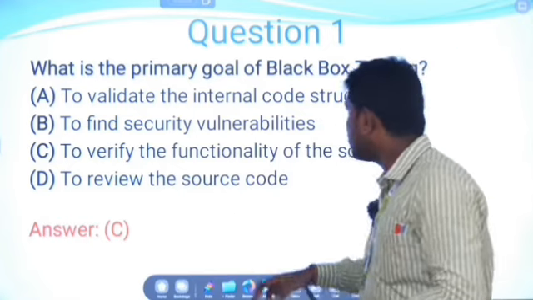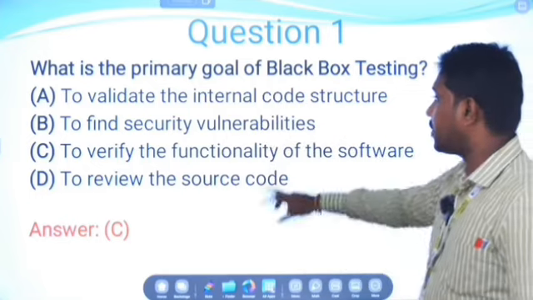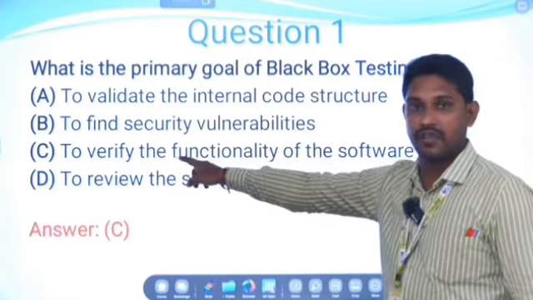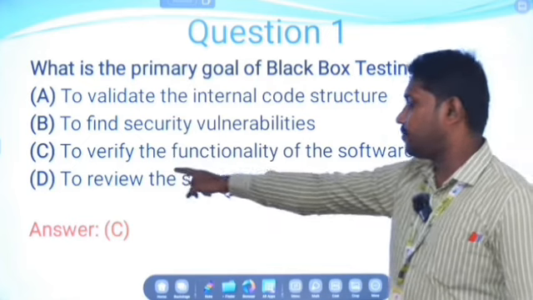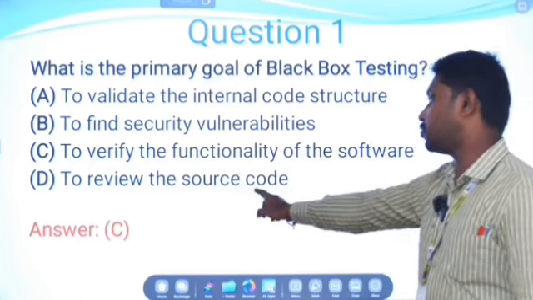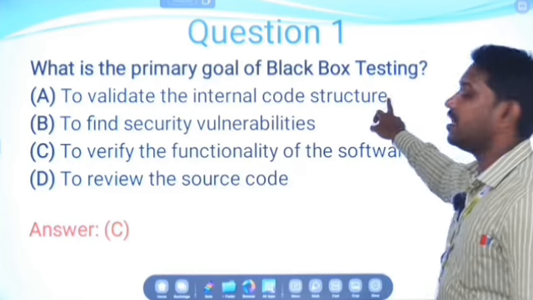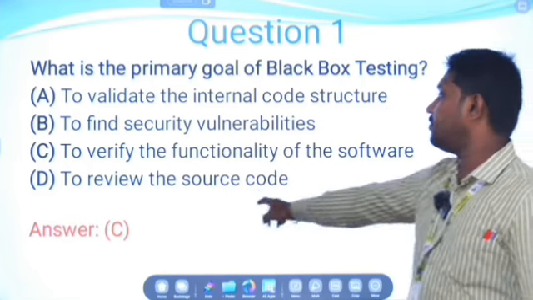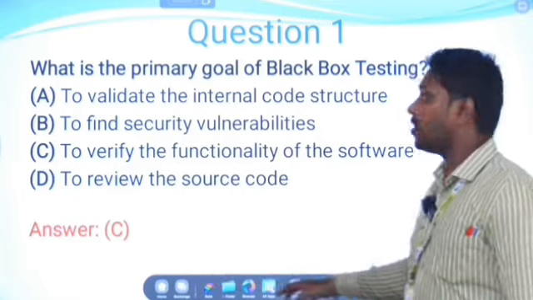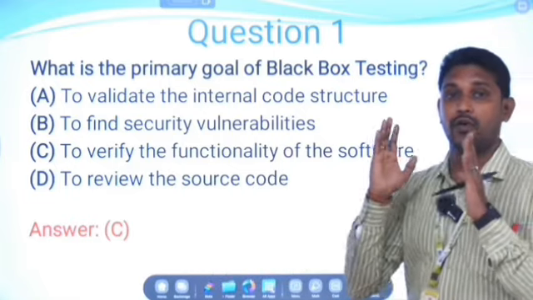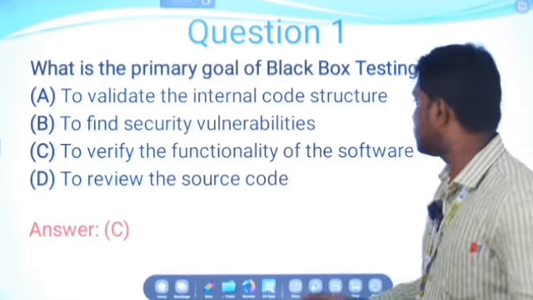So option A, to validate the internal code structure, is not right, because we are not going with the internal code structure. And to find the security, we are not going with security either. Option C is to verify the functionality of the software, and option D is to review the source code. That is a wrong option, and we are not dealing with the code structure. So we are dealing with verifying the functionality of the software. That is option C, because in black box testing we only focus on the input and what the output will be. We do not focus on the internal structure of the process.